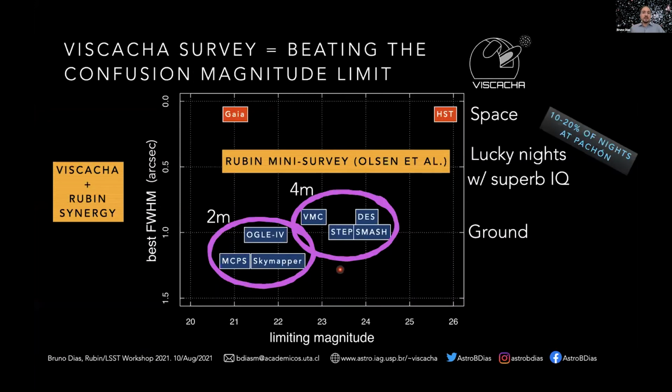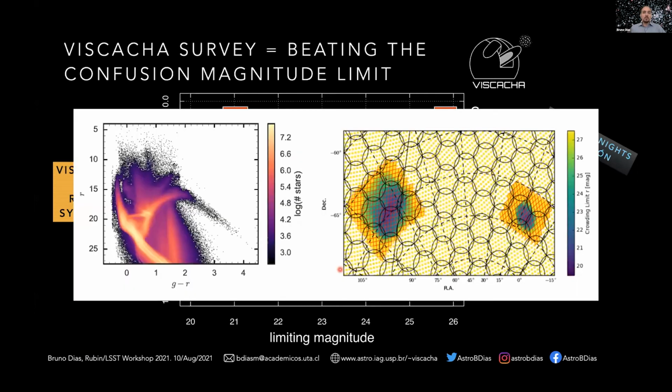And here there was a proposition for a mini survey within the Rubin to actually surpass this without adaptive optics, with what I call lucky nights, right? So with the statistics from Gemini, you see that 10 to 20% of the nights in the Patron have seeing or image quality below 0.5 arcseconds in I band. So the proposition here is to use these lucky nights to go to the crowded regions of the SMC and LMC. So that would complement what we are doing with the Vizcacha survey.